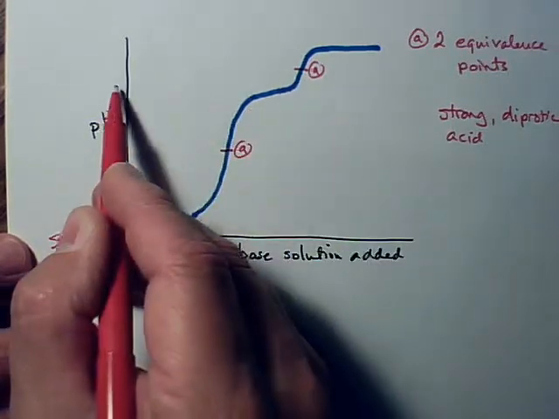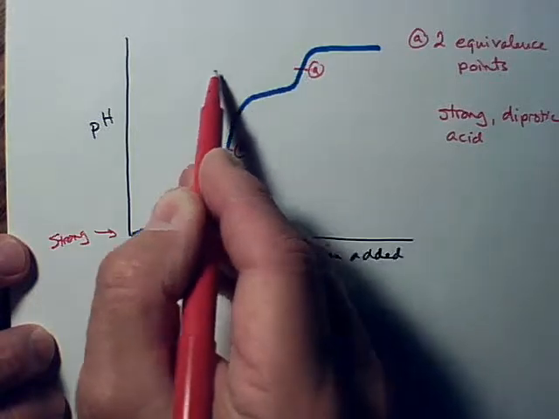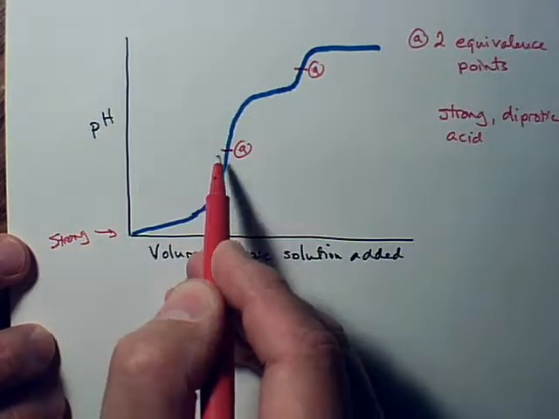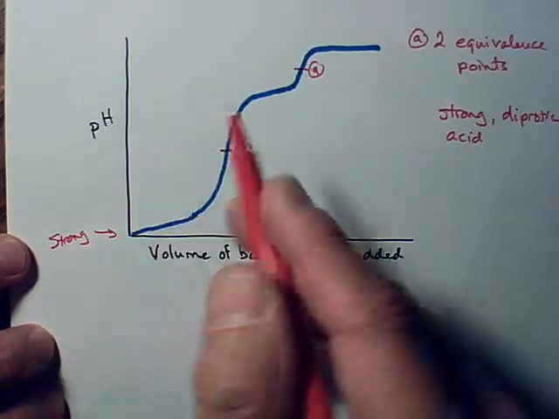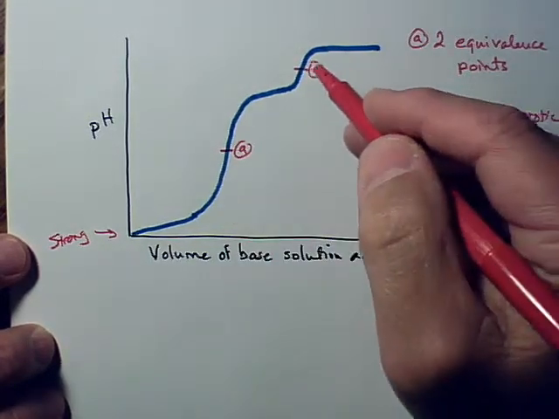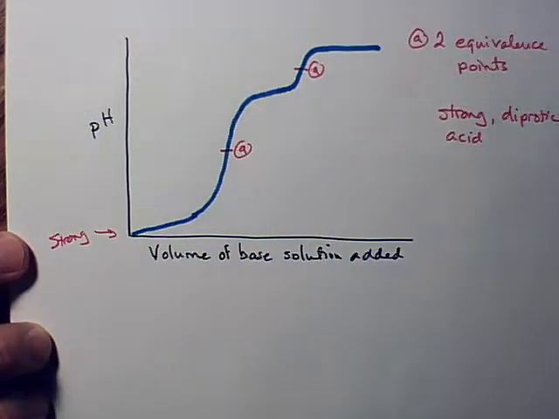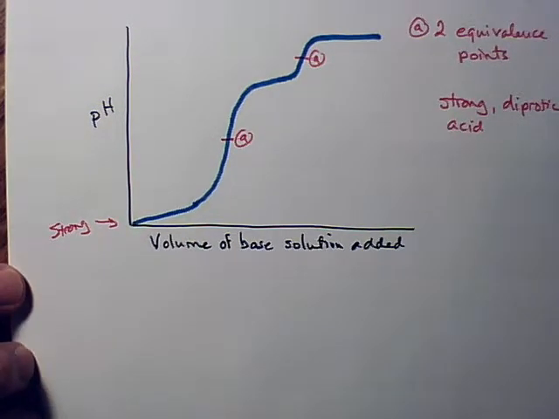We can identify the pH of both equivalence points by going from where it crosses the curve to the left. That would tell us the pH of both equivalence points. We can tell how much base was added when we reach both those equivalence points by going vertically down. Does that make sense to everyone? Okay. So now we're going to define what diprotic means.